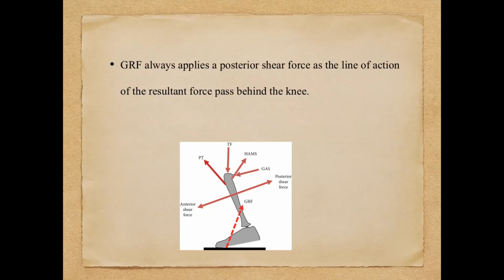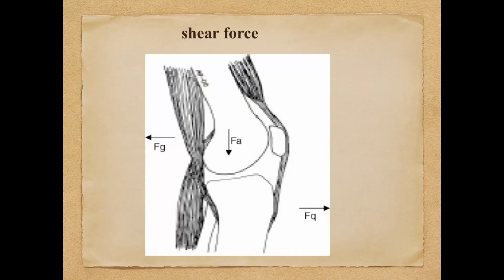While walking, the ground reaction force occurs in addition to the above listed forces, and the ground reaction force always applies a posterior shear force, as the line of action of the resultant force passes behind the knee. So the total shear force at the knee joint depends upon the magnitude and direction of the individual muscle forces. The maximum shear force significantly depends on the force exerted by the quadriceps muscle via the patellar tendon.